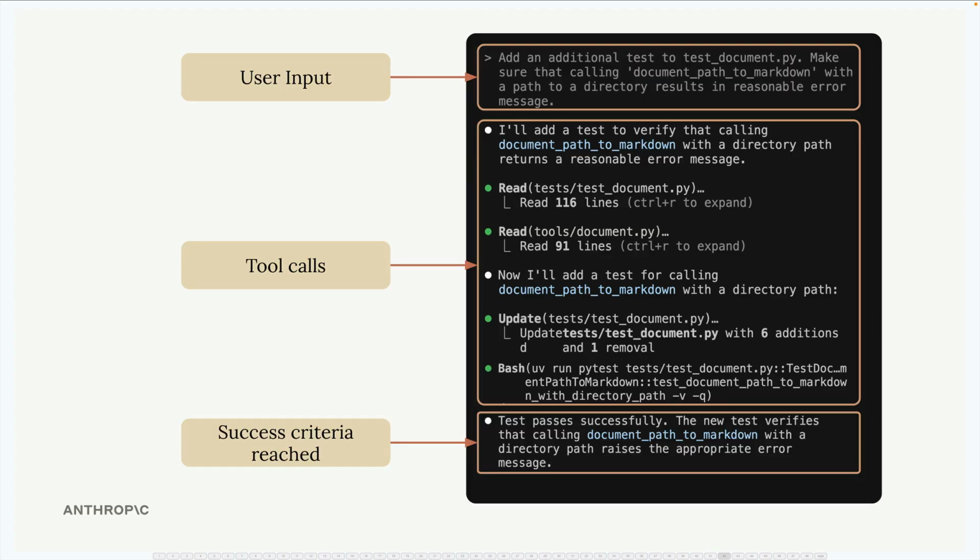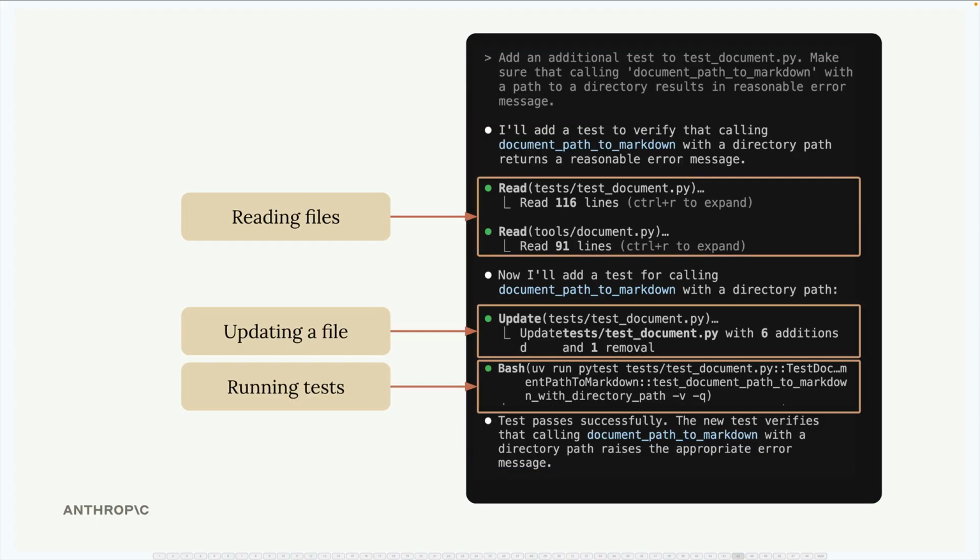I went back to our small project and gave Claude an additional task. I asked it to write out some tests for a particular corner case. Claude then used a series of tools to fulfill the request, and I've shown the entire log for this operation on the screen. Now, out of all these different tool calls, two were used to read existing files inside the project, one was used to write to a file, and one was used to run a test.